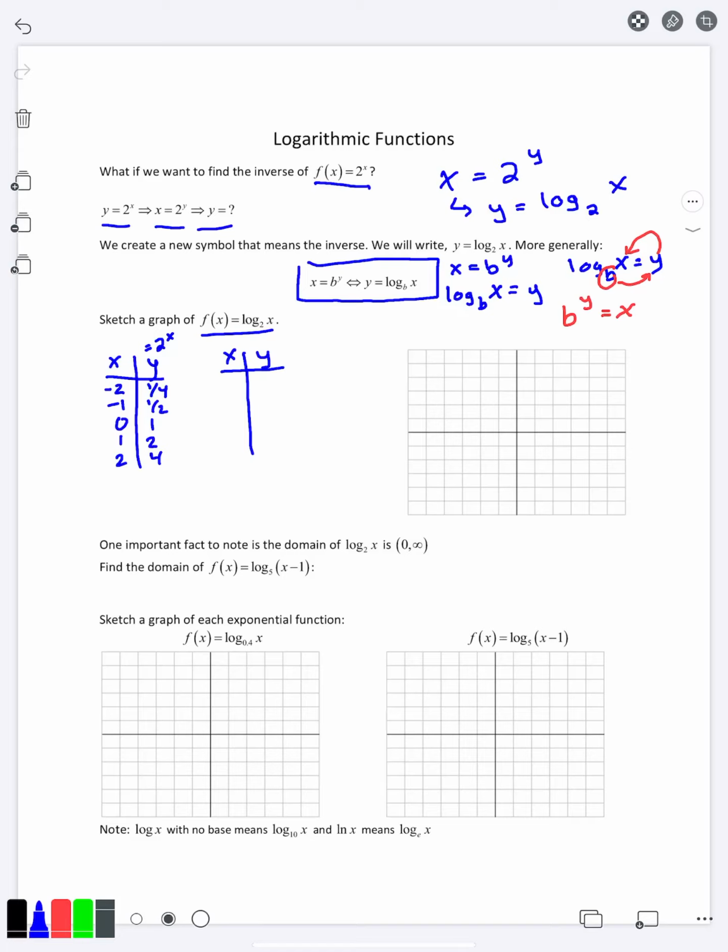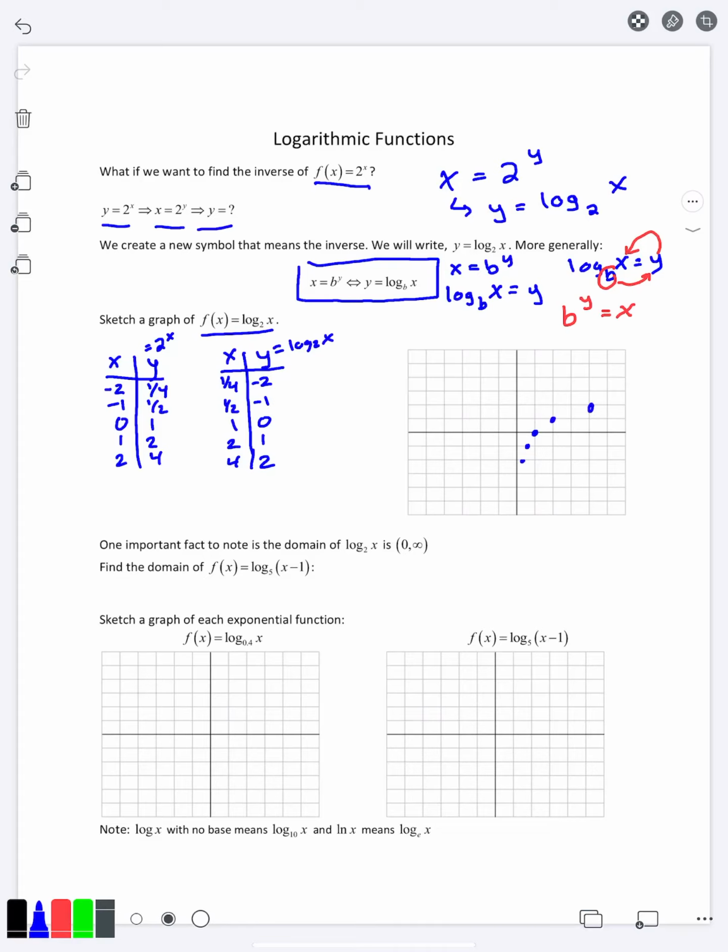So what's going to happen when you take the inverse here is you're switching it around. So instead of x being -2, y being 1/4, x is going to be 1/4, y is going to be -2. I'm just going to switch all of the x's and y's here. That's what inverses do. And then when I go to plug these things in here, it's going to look as follows.